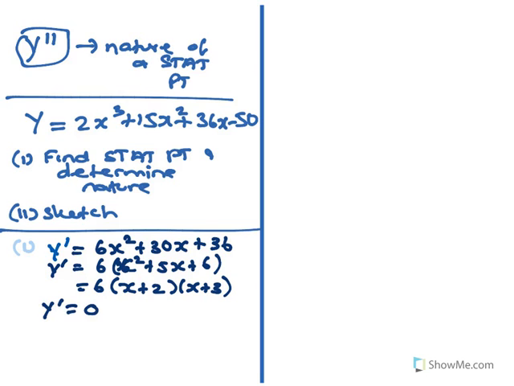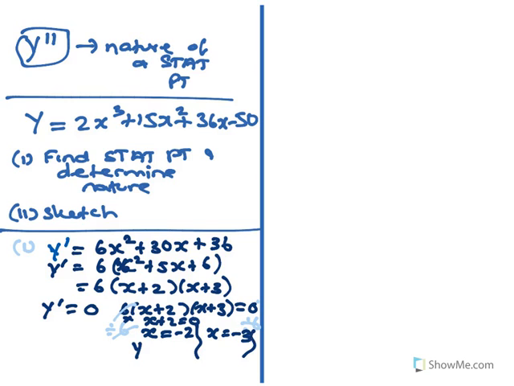Make y dash equal 0, because that's how you get where your stat points are. The 6 will just cancel out, because that's just like having times 6. So if you divide by 6 on both sides, they cancel, and 6 into 0 is just 0. Then you get x equals minus 2, because it's x plus 2 equals 0. You need to change the sign, and x equals minus 3.